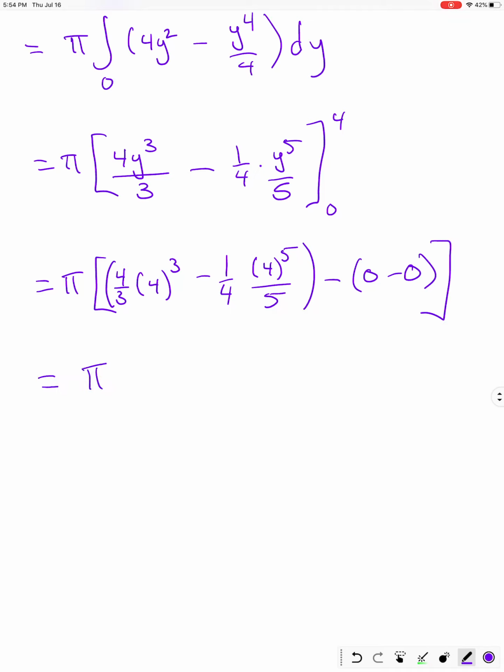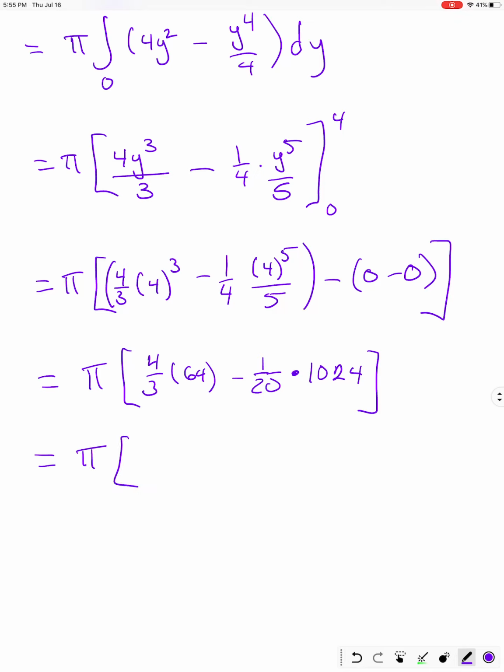And then I'm left with pi times 4/3 times 4 cubed, which is 64, minus, and then 1/4. If I simplify this part, the 1/4 and then the 1/5, that's 1/20. So I'm going to write 1/20 times 4 to the 5th. I didn't know what that one was, so I had to type that in my calculator. 4 to the 5th is 1024.